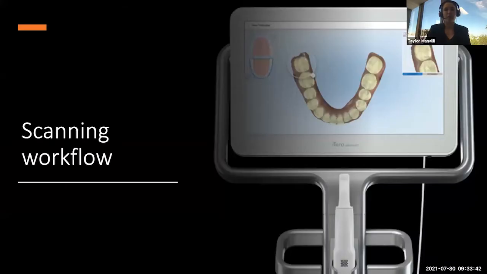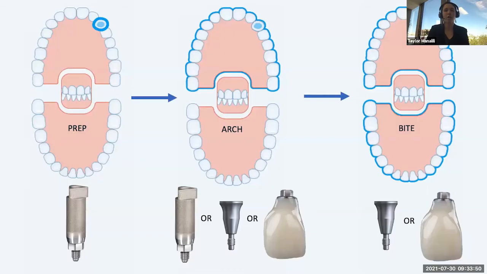Okay, so what is my scanning workflow? How do I incorporate this into my assessment? I keep saying it's so much easier to do this with digital. There are three basic steps that you go through with any digital impression. When we're impressioning our implants, I like to do the implant impression or the prep scan first, and then I'll go to the arch and then the bites.